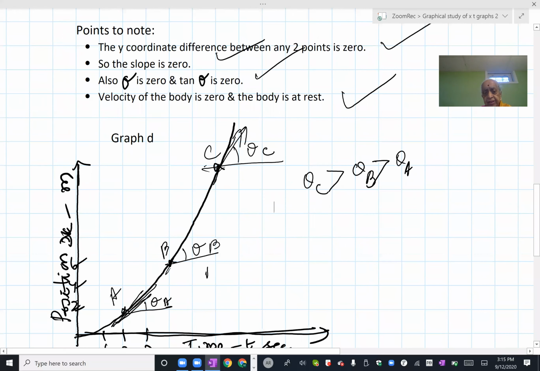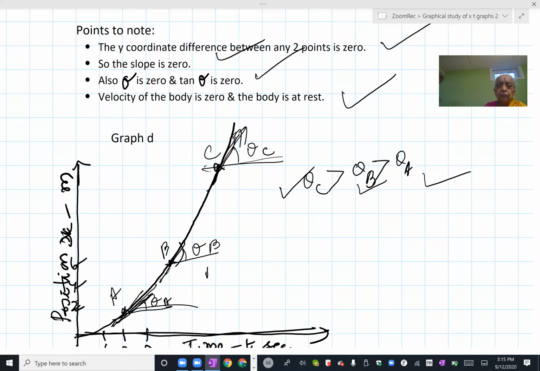Now coming to graph D, you find that it is not a straight line at all. It is inclined with respect to both the axes. It's a curve with respect to both the axes at different points. Theta A is the angle which the tangent at A makes with the positive x. Theta B is the angle which the tangent at B makes with positive x. Theta C is the angle which the tangent to the curve at C makes with positive x. From your eye estimate, you can see that theta C is greater than theta B is greater than theta A. In other words, the body shows an increasing trend of slope. That means the slope is going on increasing as time goes on increasing as well.